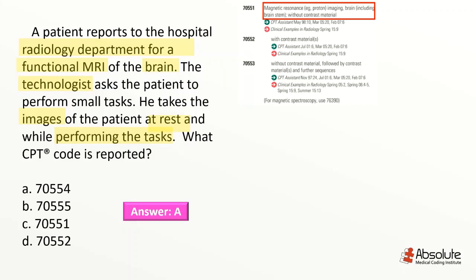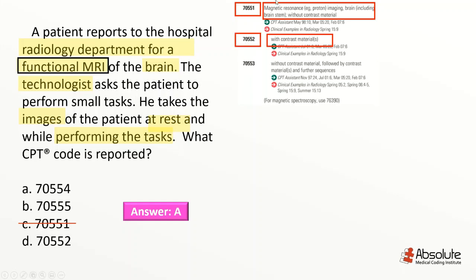70551. This is for magnetic resonance imaging of the brain, just simply imaging for an MRI. But we need a functional MRI. So while it's an MRI, it is not code specific for what this patient had. So we're going to take that one off the table. And what do I always tell you? If this parent is wrong, then the dependent that falls beneath it is as well.